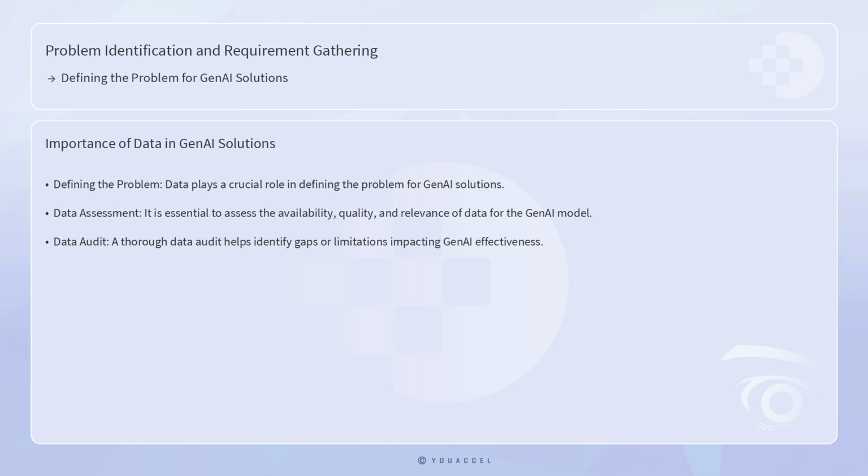Data plays a crucial role in defining the problem for GenAI solutions. It is essential to assess the availability, quality, and relevance of data that will be used to develop and train the GenAI model. The data should be representative of the problem domain and encompass all necessary variables needed to generate accurate and reliable outputs. A thorough data audit helps to identify any gaps or limitations that might impact the GenAI solution's effectiveness. For instance, a lack of historical data on equipment failures might necessitate the collection of new data or the use of synthetic data generation techniques.